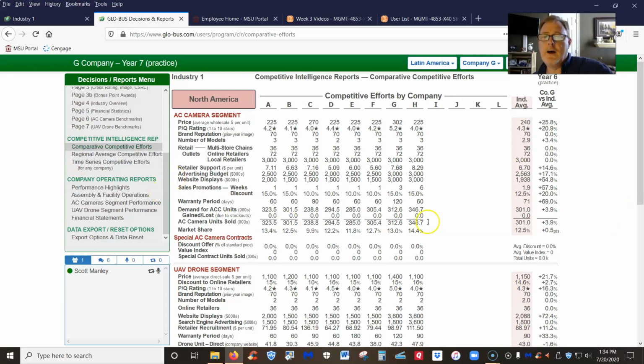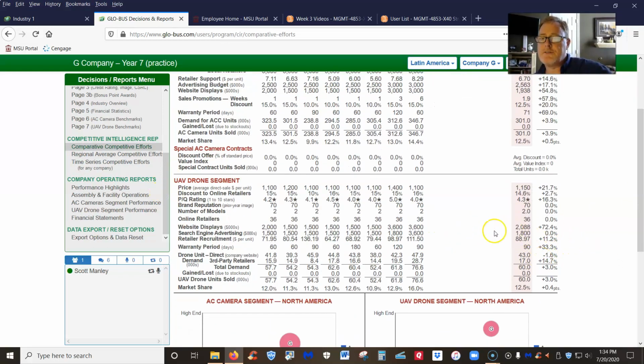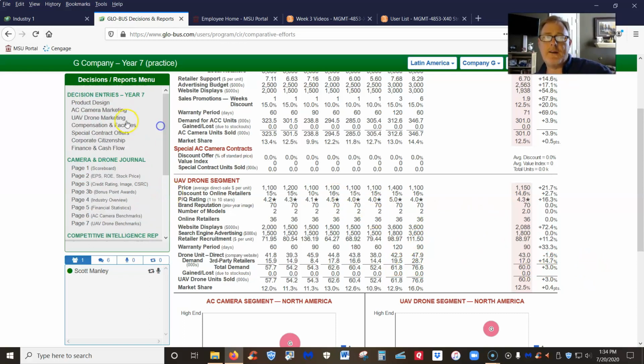On the drone, I'll just go ahead and jump there. I wanted to be above average on all of my marketing variables to justify my higher price. Obviously, the more I advertise, the more value I think that I can build. I'm above average on warranty. Got really good metrics. I'm exactly where I want to be on both of my products.